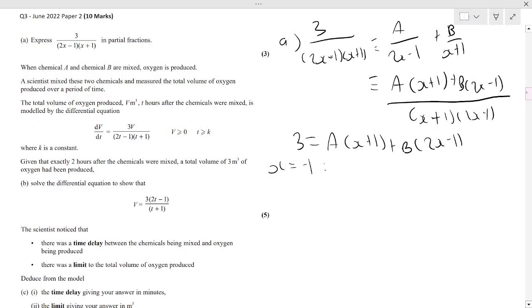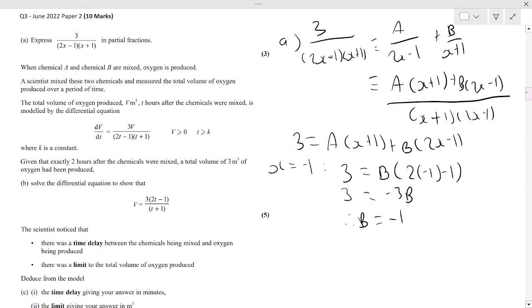So we sub that in. My 3 is just going to be 3 still. And a lots of 0 will just be 0. And then b of 2 lots of minus 1 minus 1, that will be minus 3b. So therefore minus 3b is equal to 3. So b would be minus 1, right? Okay.